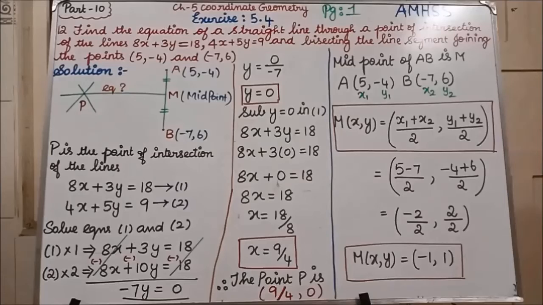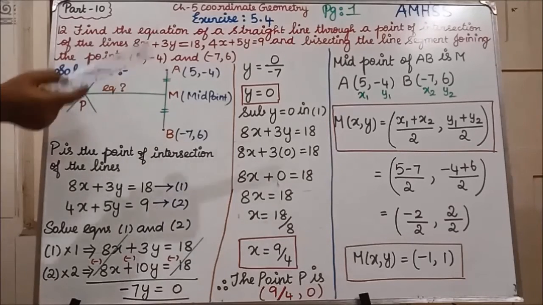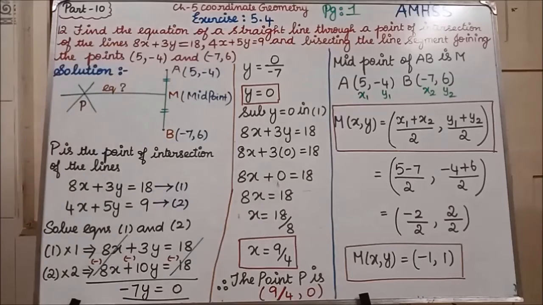In exercise 5.4, this is the 12th question and this is the last question in the exercise 5.4. See, students, the question we will see now. Find the equation of a straight line through the point of intersection of the lines 8x + 3y = 18, 4x + 5y = 9 and bisecting the line segment joining the points (5, -4) and (-7, 6). Students, in this question, can you understand the question?